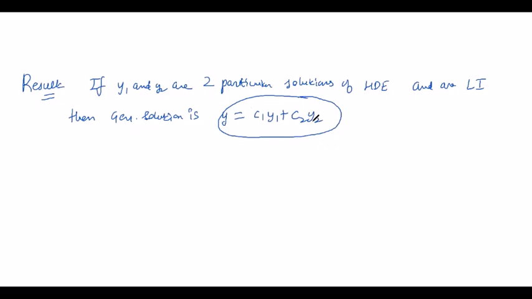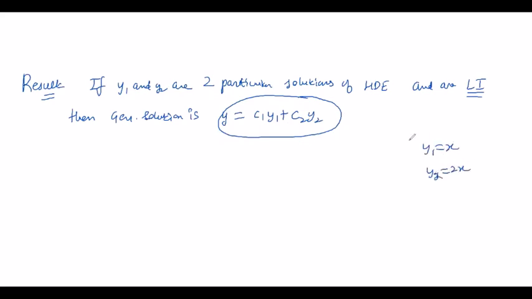Otherwise, we know the reverse is always possible. If we know the general solution for any differential equation, we can compute the particular solutions. But this is a remarkable result which tells you that if you know two particular solutions and they happen to be linearly independent, then you can always write the general solution as the linear combination of those two solutions. But suppose they do not happen to be linearly independent, like, say, suppose y1 is x and y2 is 2x.